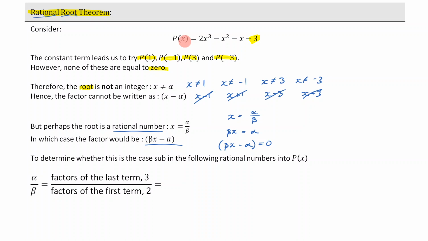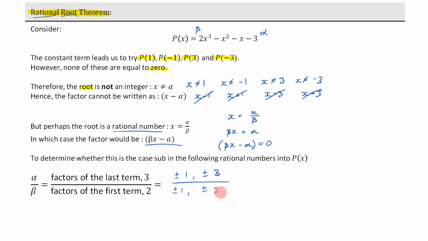So now we have to sub in rational numbers into p of x to see if any of those result in 0. But we're not just going to sub in rational numbers willy-nilly, we'd be there all day. Rather, what we're going to consider are factors of our last term, which we're going to call alpha, and factors of our first term, which we're going to call beta. So our numerator, alpha, is going to be factors of the last term, 3. So it's going to be plus or minus 1, plus or minus 3. And then our denominator is going to be factors of our coefficient of the first term here, which is 2. So factors of the first term, so plus or minus 1, plus or minus 2.